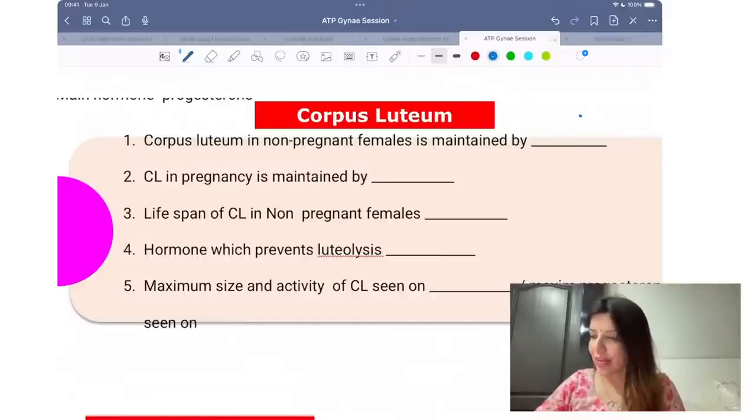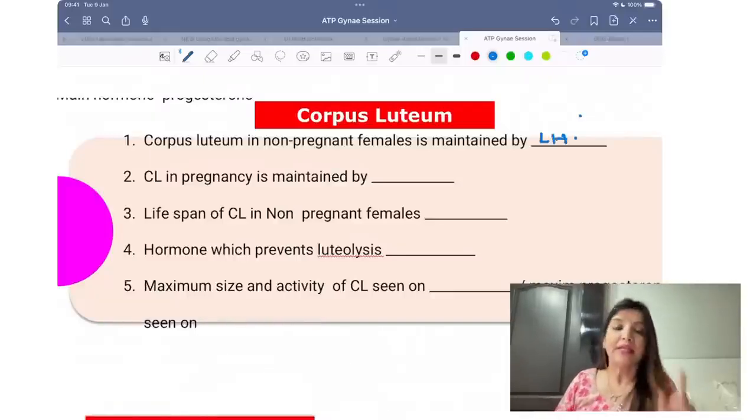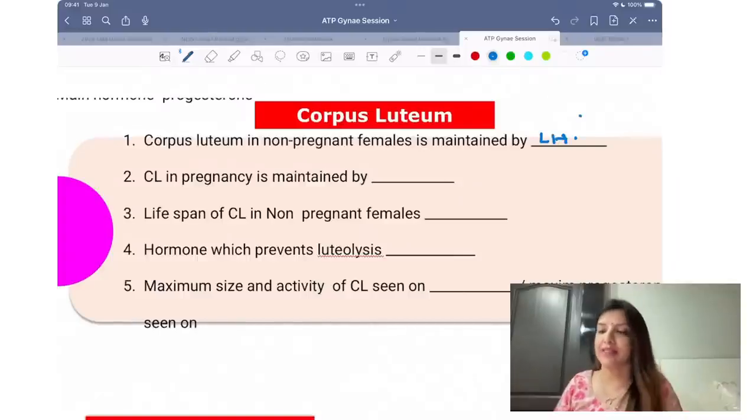Jaldi batao. LH. Excellent. Excellent, Priyanshu, Anku, Mohammed. It is LH. Same function in pregnancy is done by?